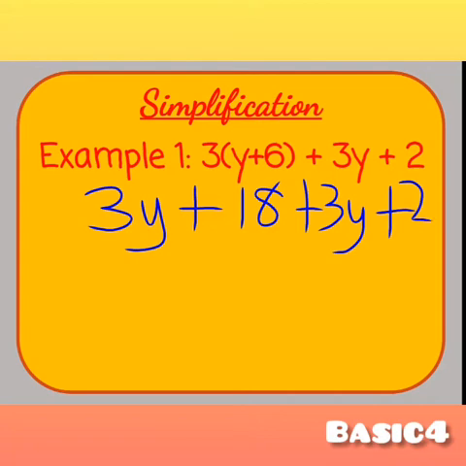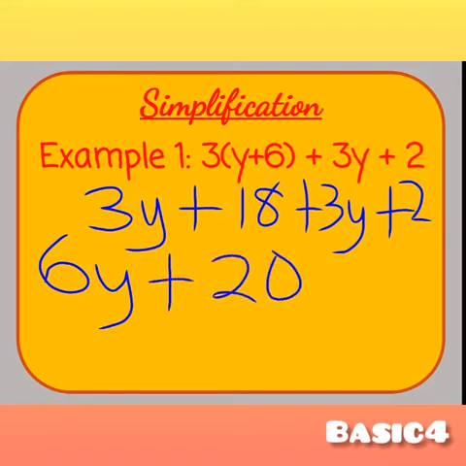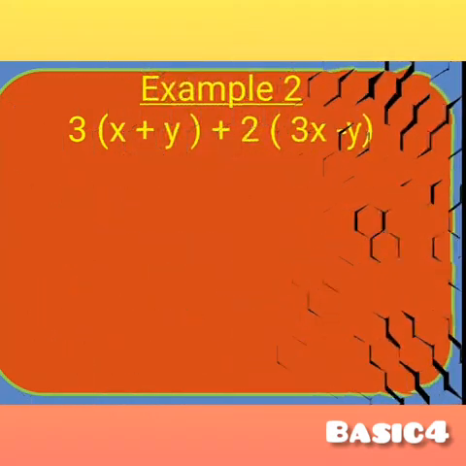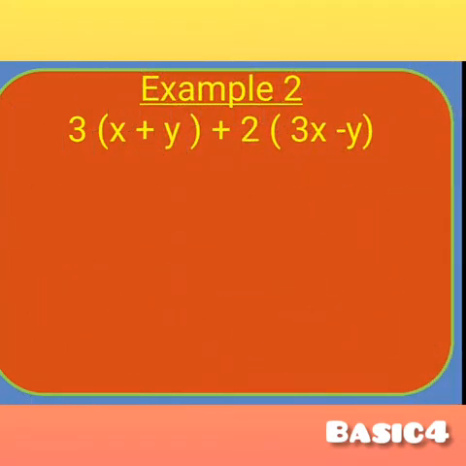At this juncture, you bring the like terms together. 3y plus 3y gives us 6y. 18 plus 2 is 20. We have simplified the expression above to 6y plus 20. Do you understand? It's simple, right? Let's do another example. Example 2. Do the same thing by opening the brackets.